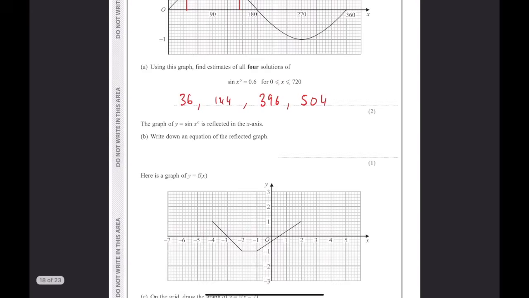The graph of y equals sine x is reflected in the x-axis. This would be the type of example where it's y equals minus f of x. So it's just going to be minus sine x.